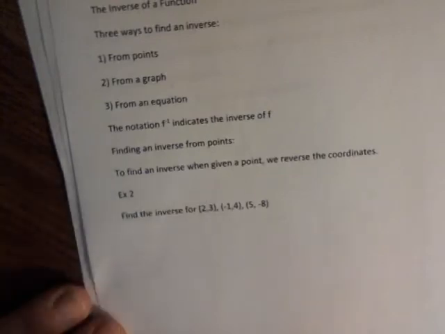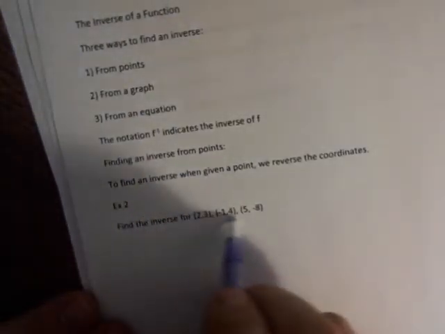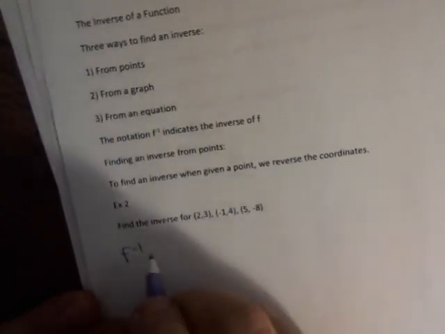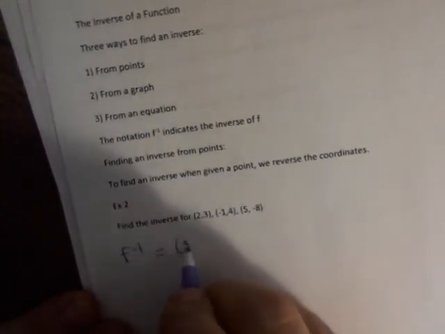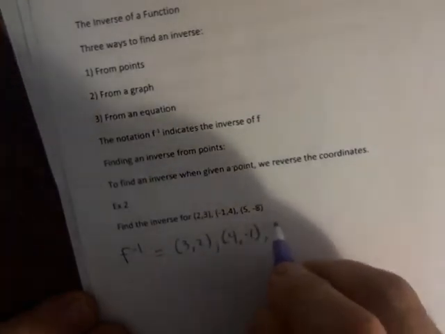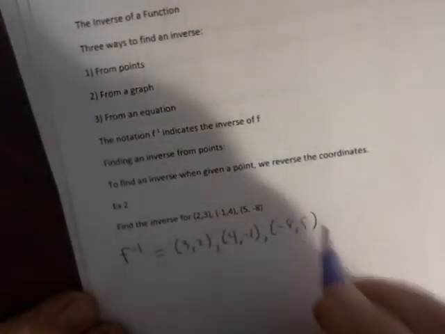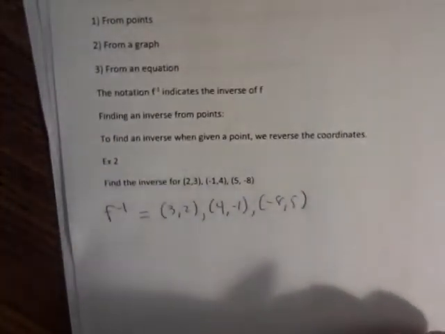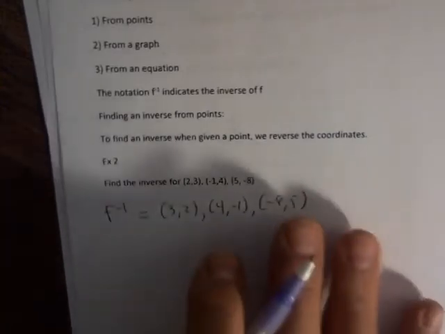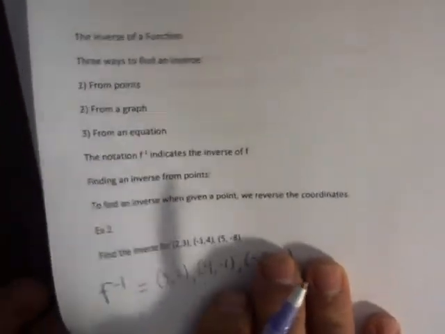So let's first look at inverse from points. To find an inverse when given a point, we reverse the coordinates. If this is the set of points we're given here, f inverse would be (3, 2), (4, -1), and (-8, 5). So to find the inverse from points, you just reverse and interchange x and y. That's how to find it from points.